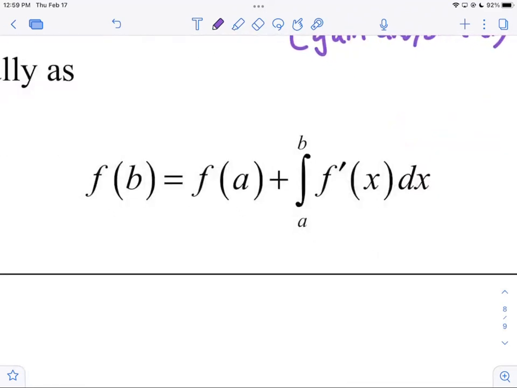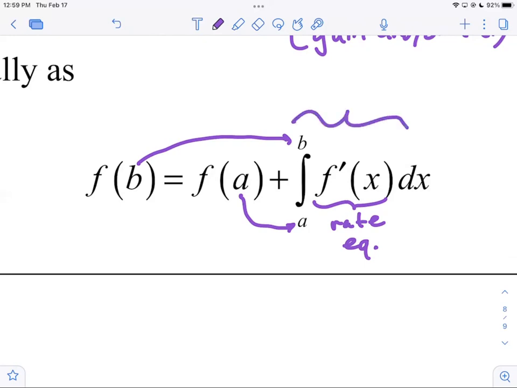Here's how we could state it mathematically. F of b, the function value at time b, is equal to f of a, your starting value at a, plus your net accumulation from a, where you started, to b, where you're trying to get to, of your rate equation. That's it. If you just take the integral of f prime, you get the net accumulation. But when you add that to what you started with, you get the current amount. Does that make sense?